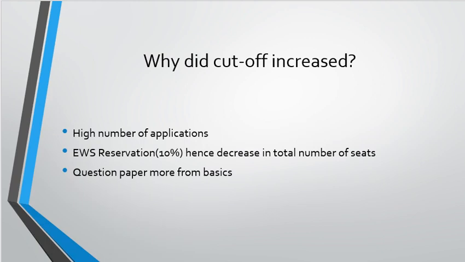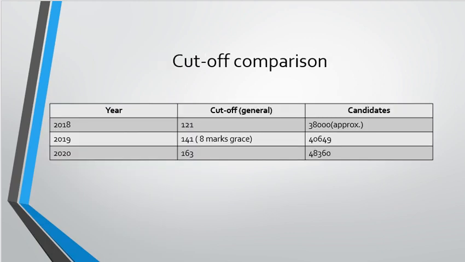First is high number of applications. As you can see here, from 38,000 to 40,000, and if you just subtract these 8 marks, it's somewhere around 133 marks. So when 2000 applications increased, it was a bit increased, but from 2019 to 2020, the number of candidates was increased by almost 8,000 candidates, and hence the cutoff increase was almost too much. Despite there was no grace marks, cutoff increased by 23 marks. Why such? Because of high number of candidates applying.